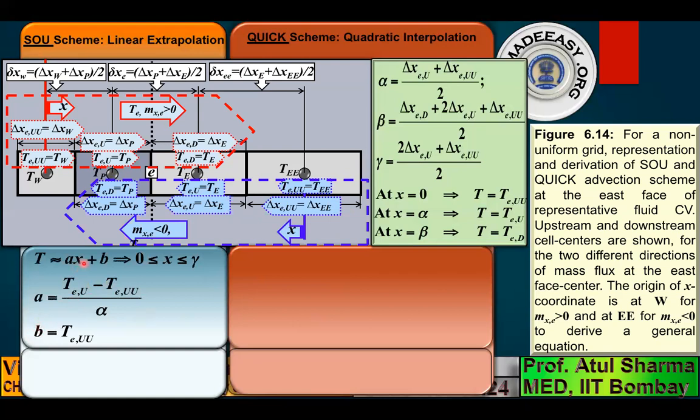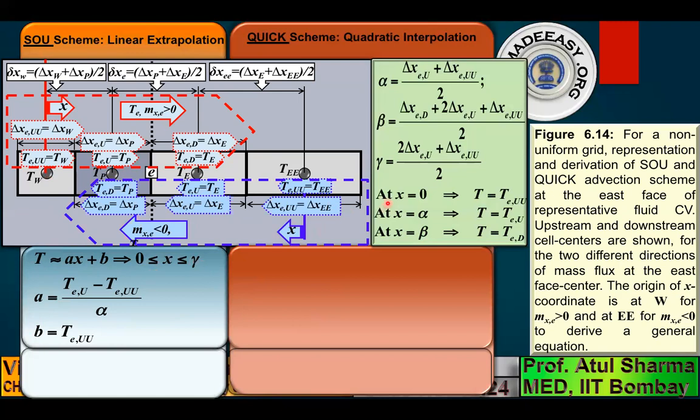And for a second order upwind scheme, we use a linear expression, and we consider the linear variation not only between these 2 points, but we extrapolate till here. So here we have x coordinate as gamma. So x is varying from 0 to gamma. So we are considering this linear variation from x greater than or equal to 0 up to gamma.